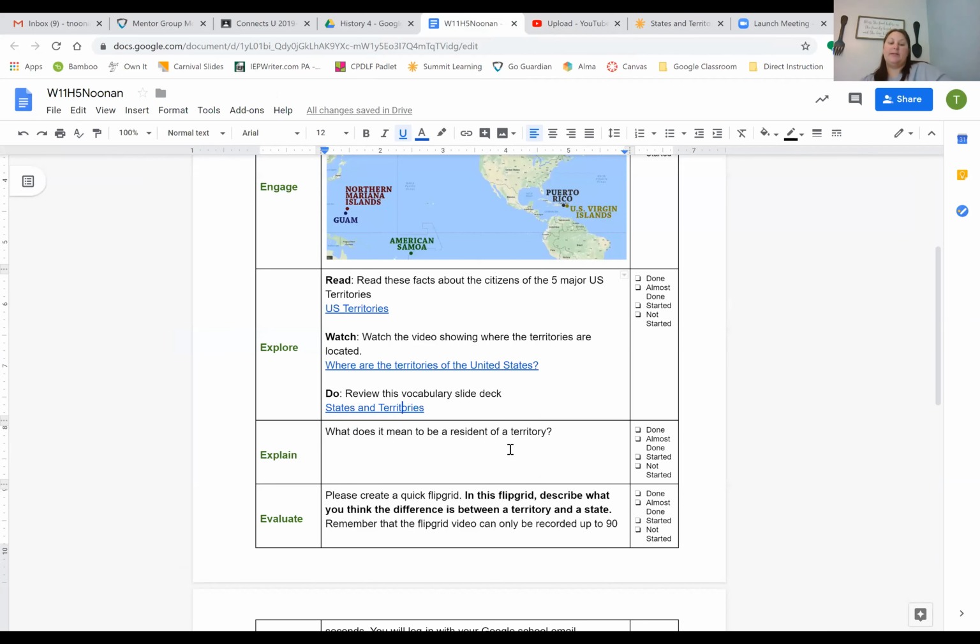So your explain is, what does it mean to be a resident of a territory? Think about what you've learned when you do this read and watch, and what you've learned about people that live in a territory versus people that live in a state, and try to find one difference. That might help you answer that question better.